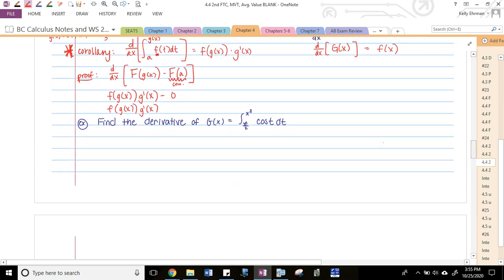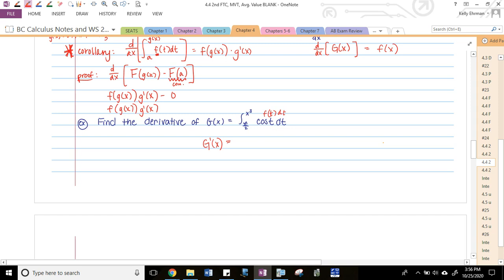Let's put this into practice. Find the derivative of g of x, which is the integral from pi over 2 to x cubed of cosine of t dt. Now we're not taking the integral, we're going to find the derivative. So let's say g prime of x. What is it supposed to be equal to? It's supposed to be equal to f of x. Now f of x, this is f of t right here, f of t dt.